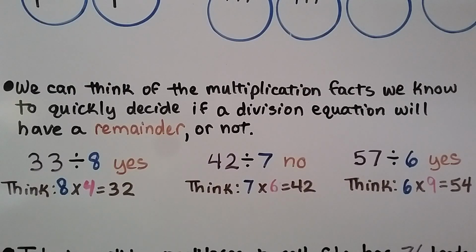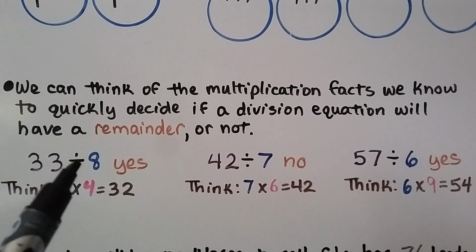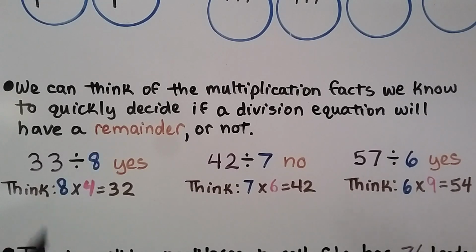We can think of the multiplication facts we know to quickly decide if a division equation will have a remainder or not. We have 33 divided by 8. So we think, well, 8 times 4 is 32. We think of our 8 facts. That would fit, and we would have 1 remainder. Yes, that does have a remainder.